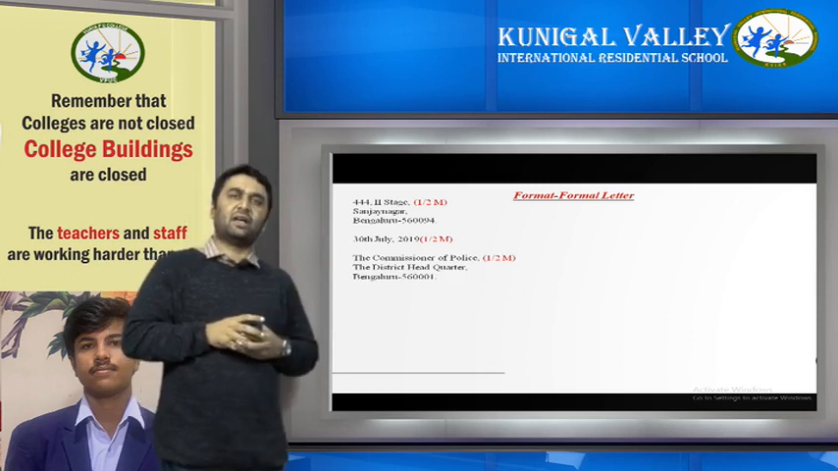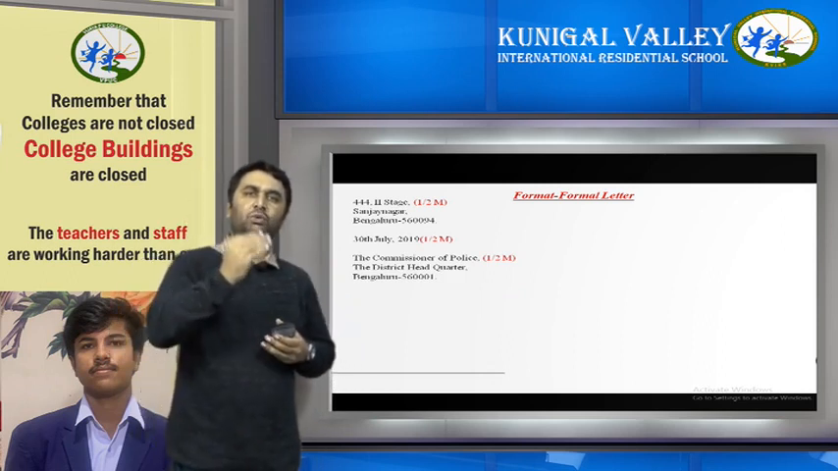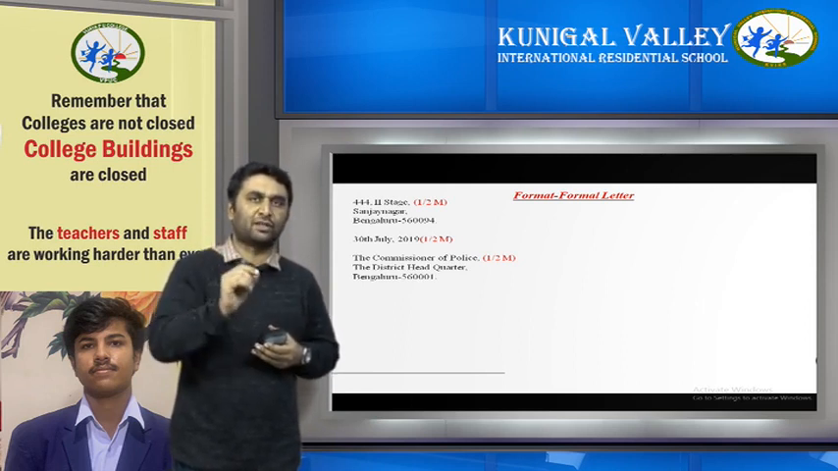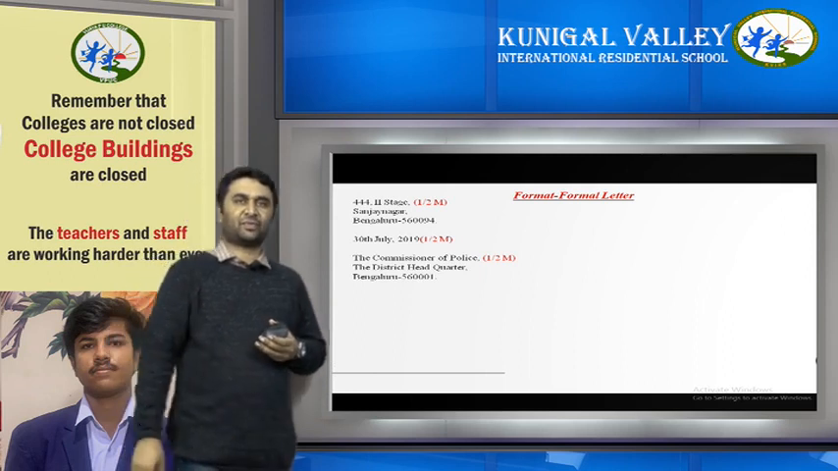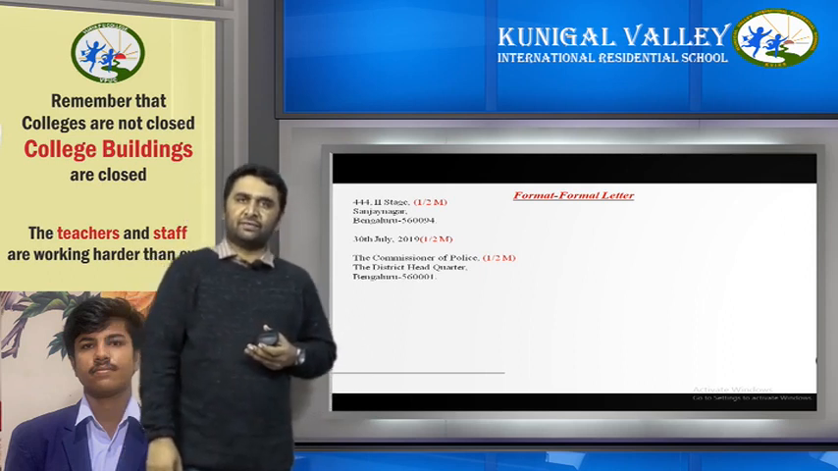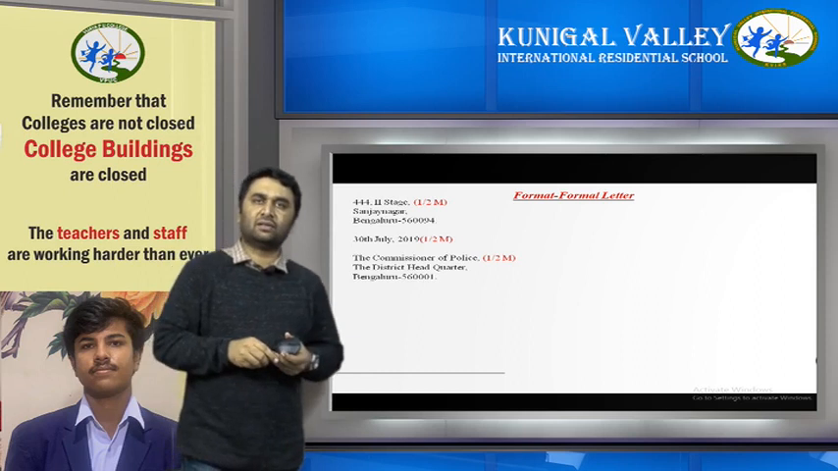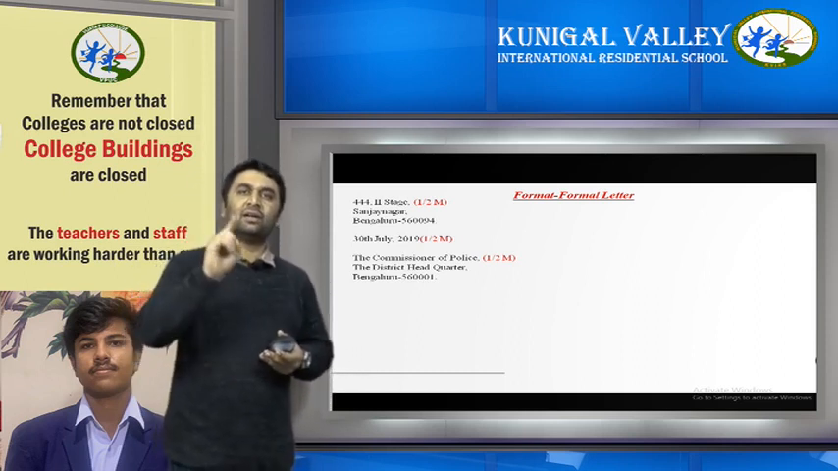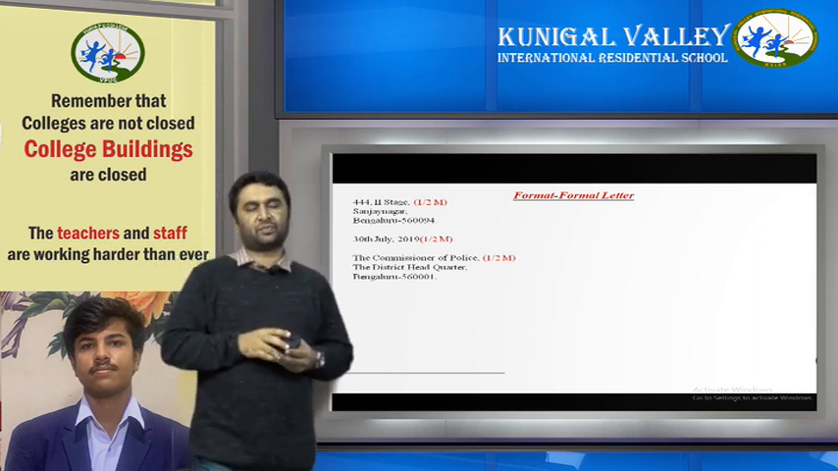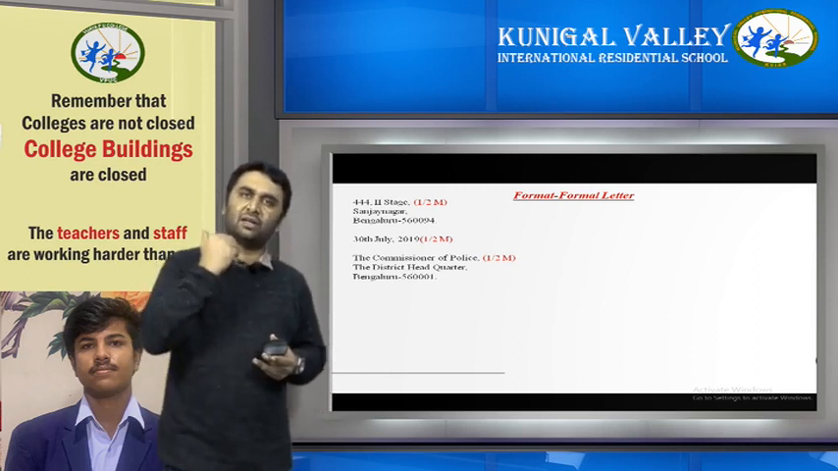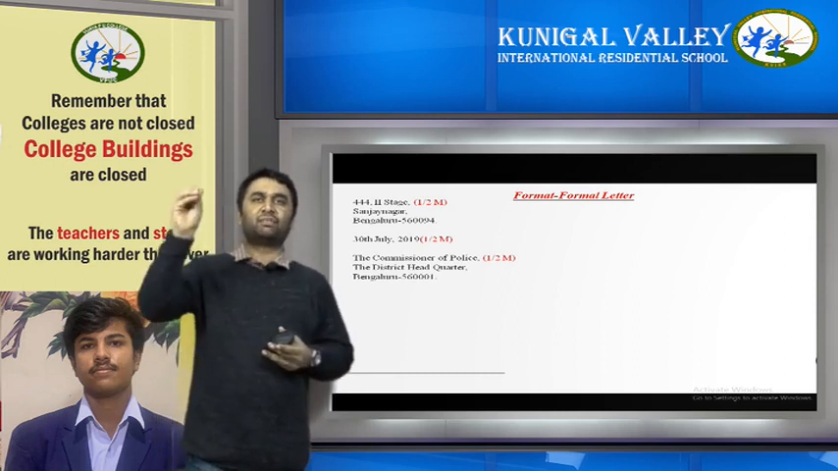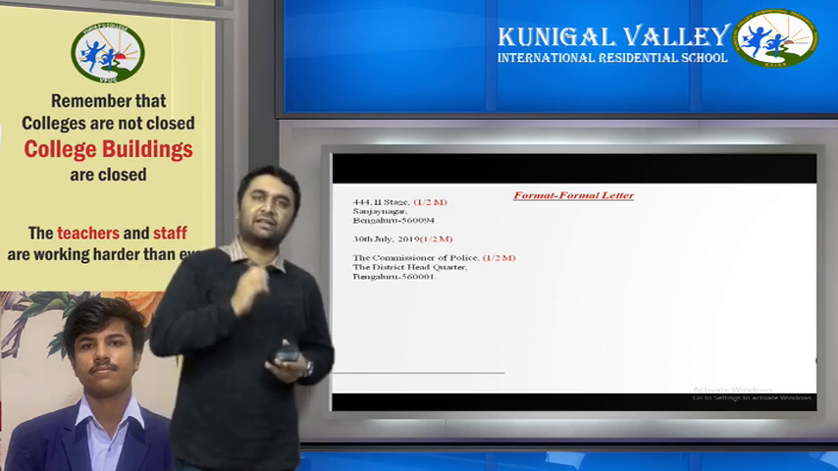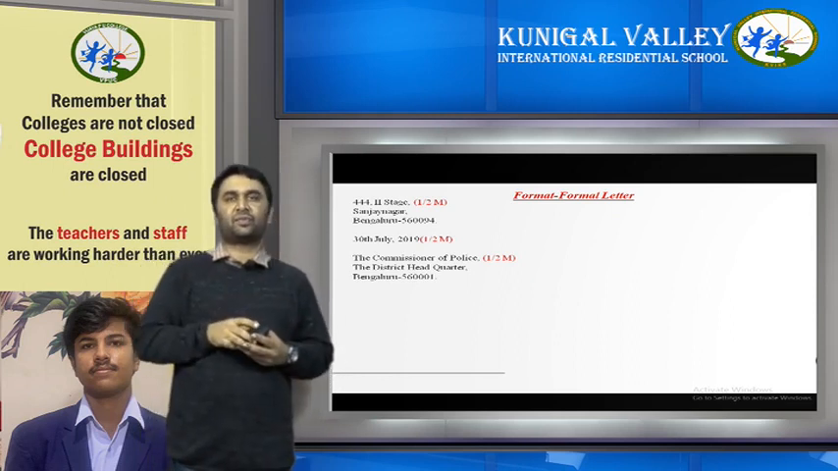Then comes another important step, which is to address. Who are you writing it to? Generally formal letters are addressed to officials. You want 2 days leave, so you want to apply for leave, you write it to the principal or headmaster of your school. You want to change the house address, you write the letter to the postmaster. You want to open an account, you write letters to the bank manager.